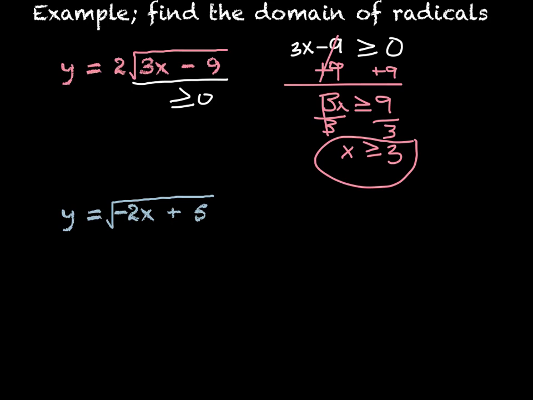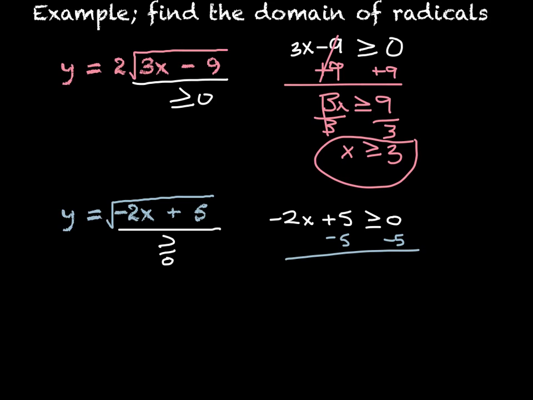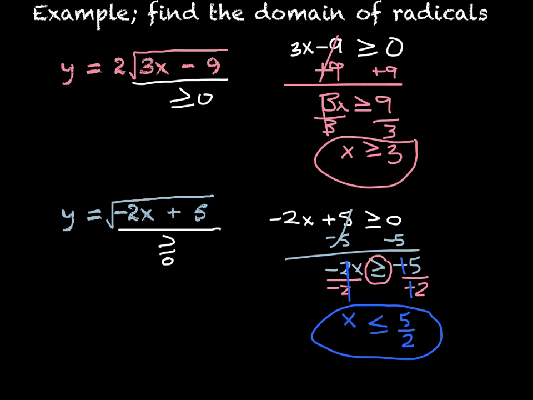So for this next example, I'm going to set the inside greater than or equal to 0. So that's going to give me negative 2x plus 5 is greater than or equal to 0. So I'm going to subtract the 5 from both sides, leaving me negative 2x is greater than or equal to negative 5. Then I have to divide by a negative number, negative 2. But when I divide by a negative, I have to flip my inequality symbol. So that's going to leave me with x is less than or equal to, double negative flips to a positive, 5 halves. So x has to be less than 2.5, or 5 halves.